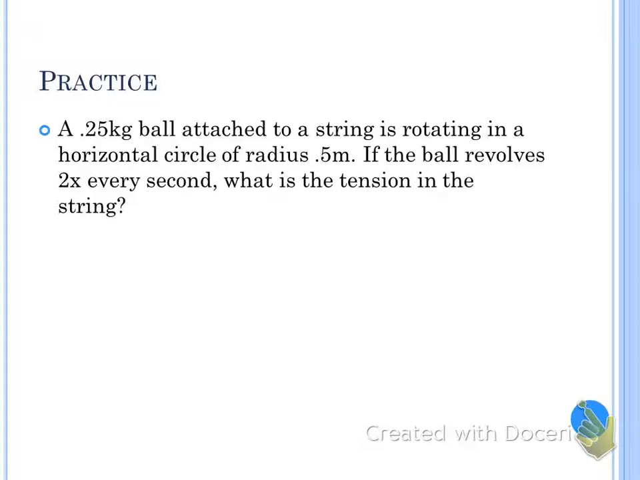A 0.25 kilogram ball is attached to a string. It rotates in a horizontal circle. The ball revolves 2 times every second. What's the tension in the string? That is essentially, again, asking us to solve for the net or the centripetal force, because whatever force we're exerting is coming right back on us, and it's through that string the whole time.